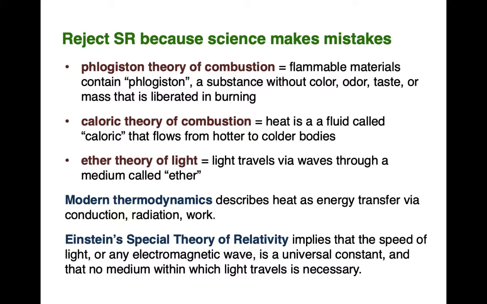Modern thermodynamics describes heat as energy transfer via conduction, radiation, and work. Einstein's special theory of relativity implies that the speed of light, or any electromagnetic wave, is a universal constant, and that no medium within which light travels is necessary. So the history of science is full of theories that postulated the existence of things we now no longer believe exist because they provided no explanatory value, and for which we could find no evidence whatsoever.